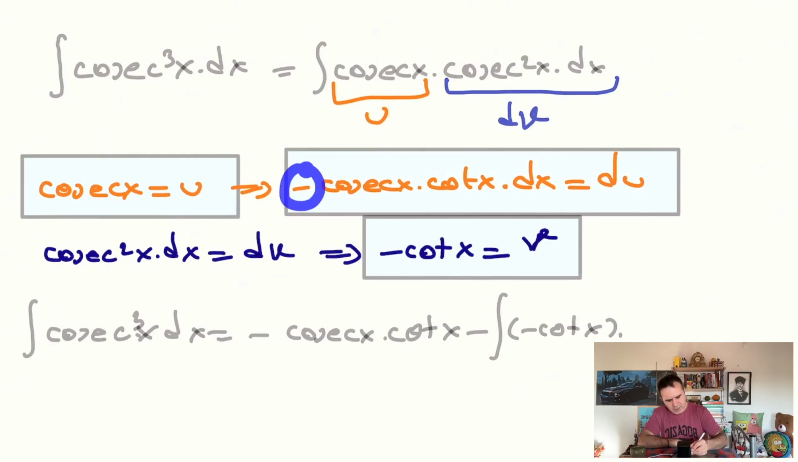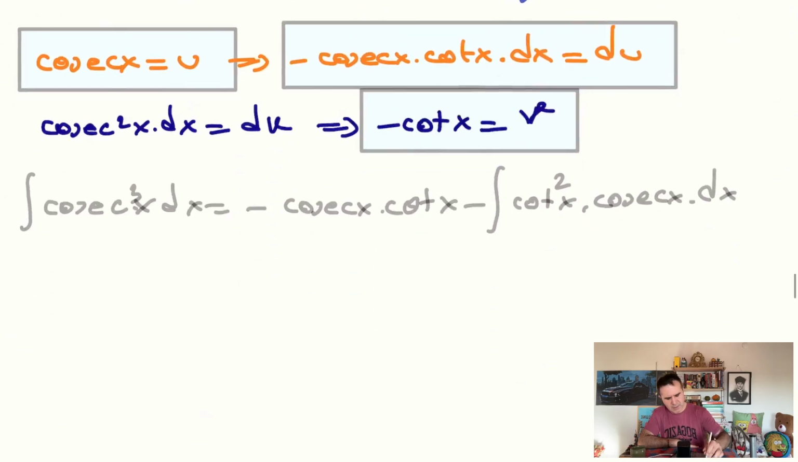Again, we have here a minus sign. We have here a minus sign. This will be a plus sign. Cotangent x times cosecant x times cotangent x. Since we have two cotangent x, cotangent square of x times cosecant x dx.